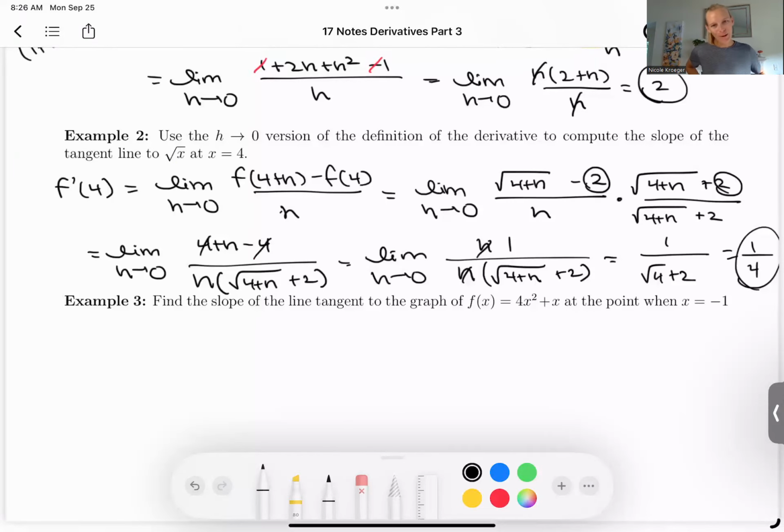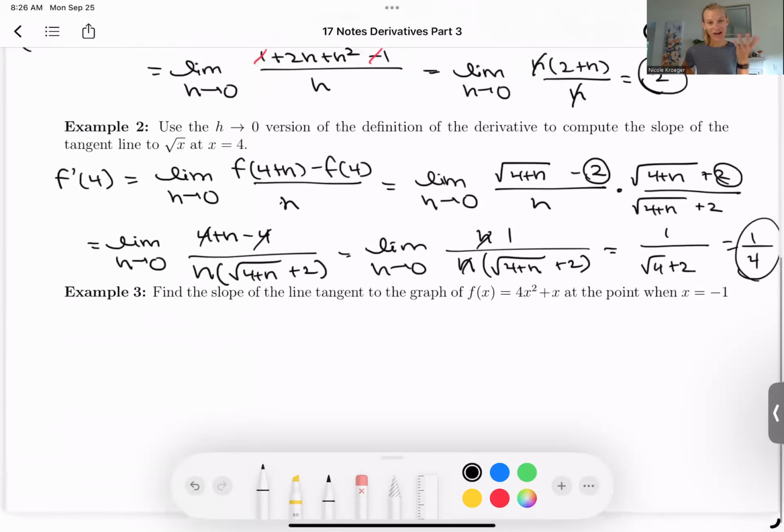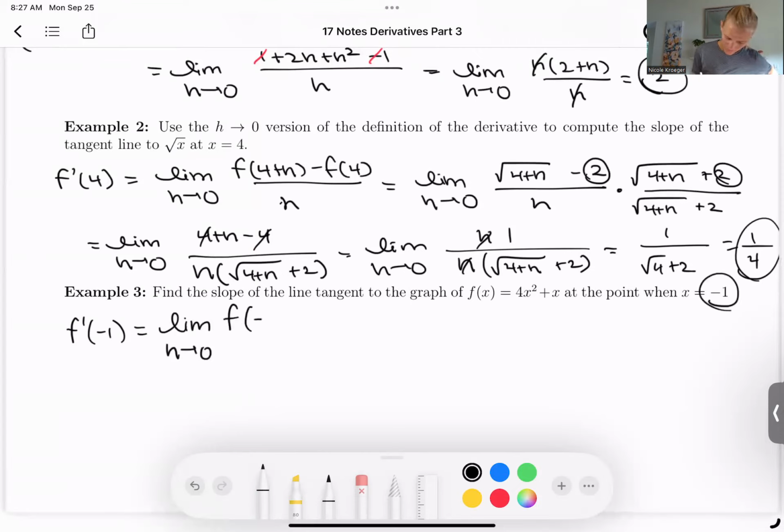Okay, and let's do one more here. Try this one on your own before you watch me do it. So once again, we're going to be looking for f prime of -1. This problem does not specify which limit it wants you to use, so you could technically use either, but let's get practice with the one that we're learning today. So let's look at the limit as h approaches 0. f of a in this case is -1, so we're going to have f of -1 plus h minus f of -1, all over h.